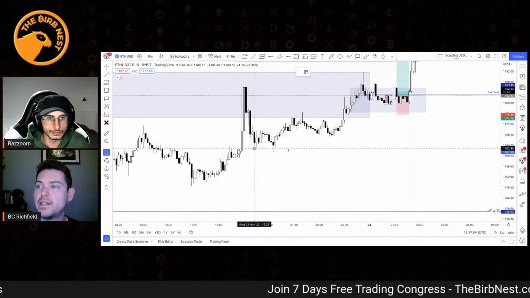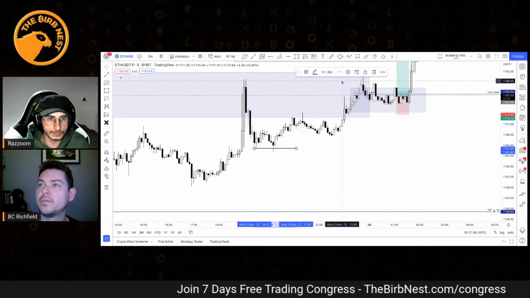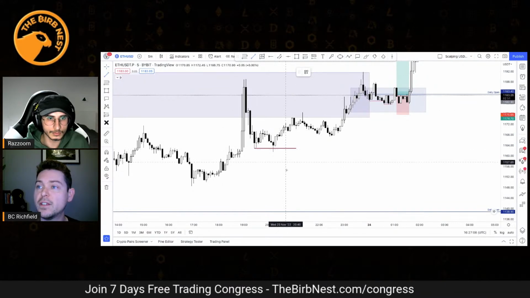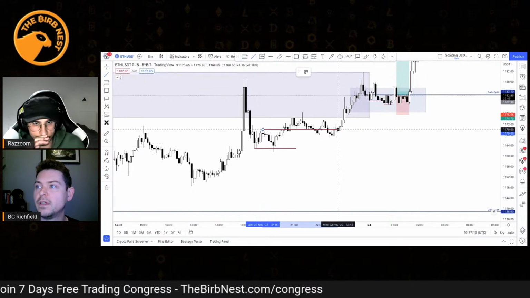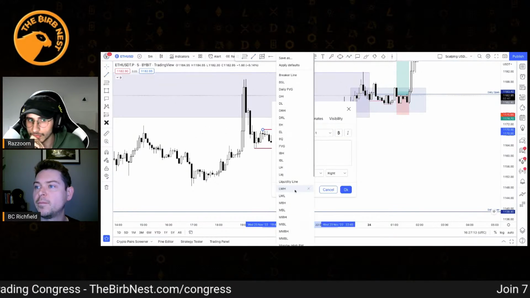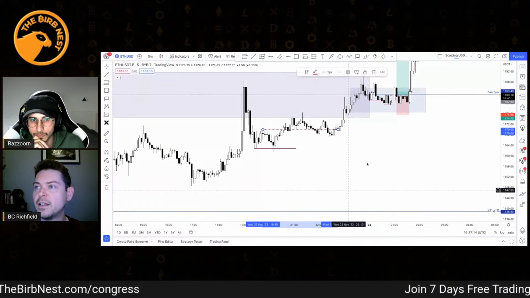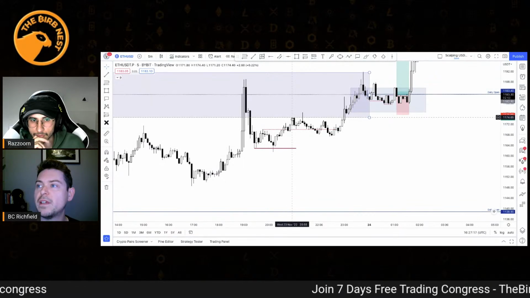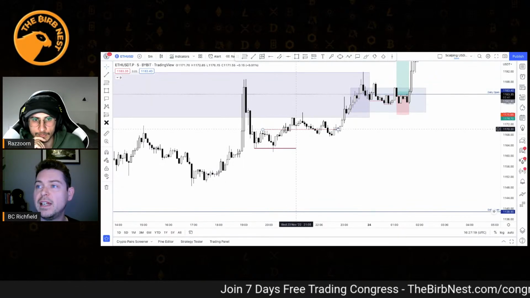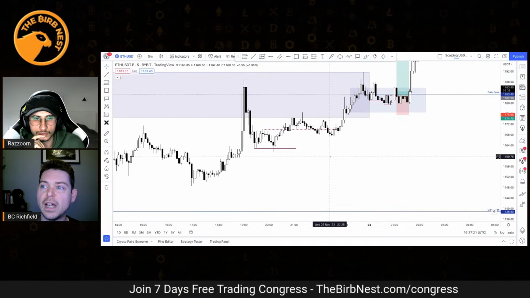If we were to look at this, here's our sweep of the lows. Here's the high that sweeps the low. This becomes our breaker line or our entry line. We want to see an impulsive move away from that. And then we trigger a limit order on that with our stop loss under the prior swing.